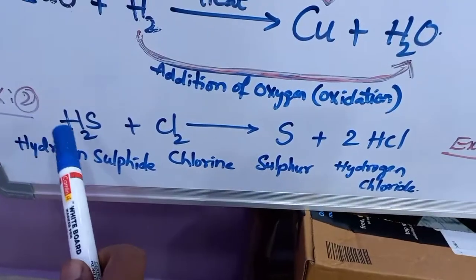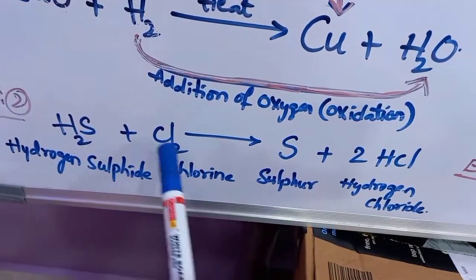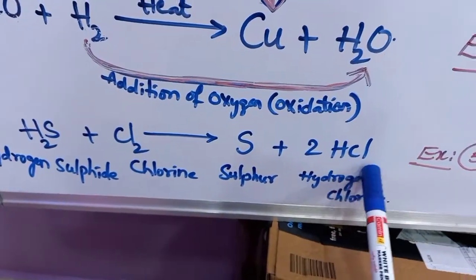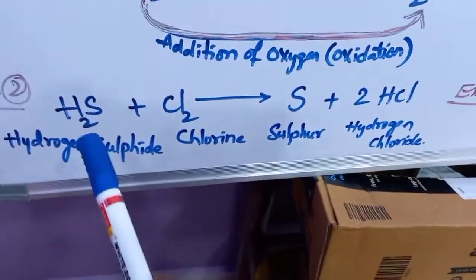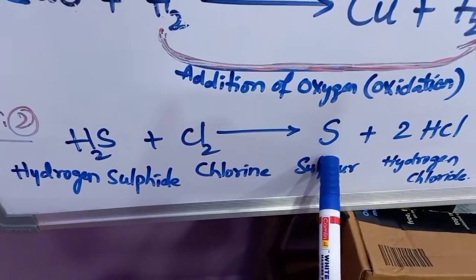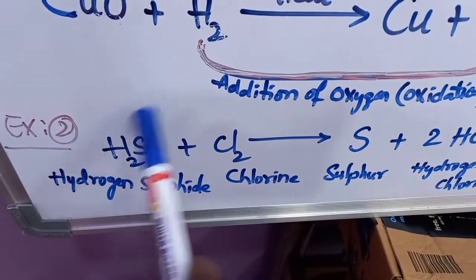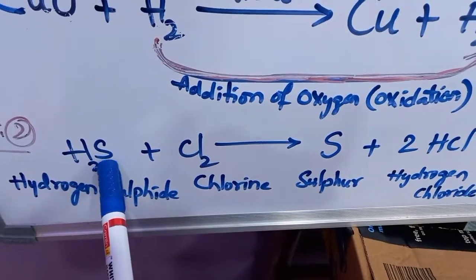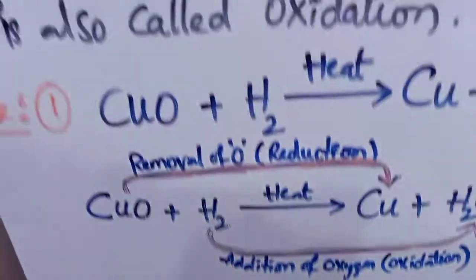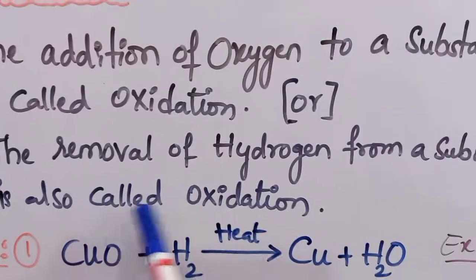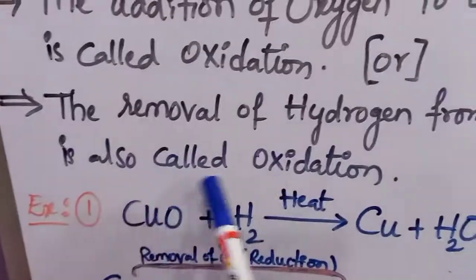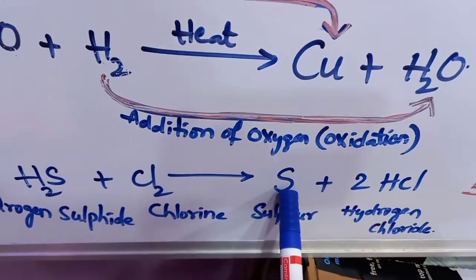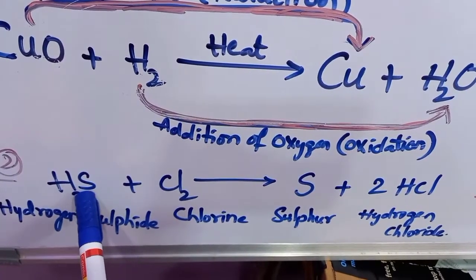Now if you go to example number 2, hydrogen sulfide plus chlorine. The reaction takes place between hydrogen sulfide and chlorine to give sulfur and hydrogen chloride. In this reaction, H2S, hydrogen sulfide, is converted into sulfur, and during this conversion it has lost hydrogen atoms. The removal of hydrogen from a substance is called what, children? Oxidation. So hydrogen is removed from hydrogen sulfide to convert it into sulfur, so hydrogen sulfide is undergoing oxidation.